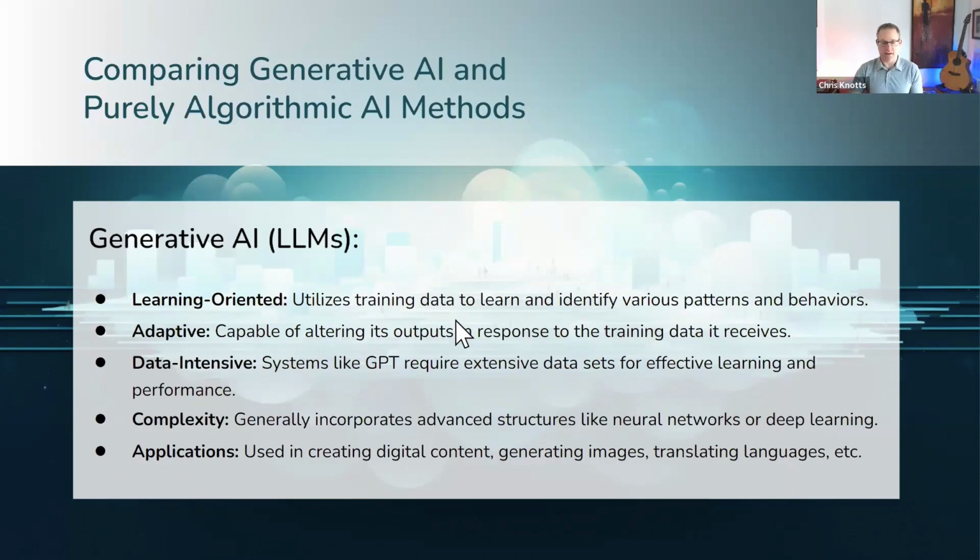It's very flexible and adaptive. It can generate and kind of learn in real time. That's, of course, not true of something like algorithmic AI. They're, as I mentioned, very data intensive. You've got to have lots and lots of data. And you've got to think about that. That's an important thing to call out, right?